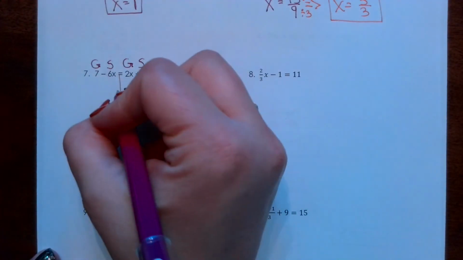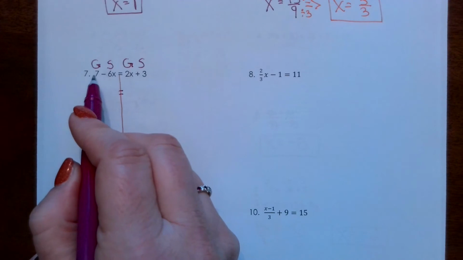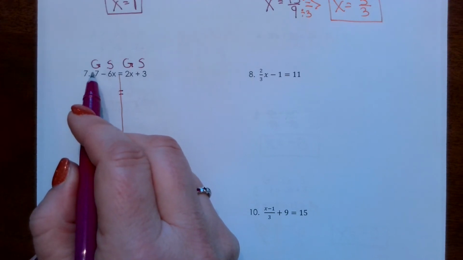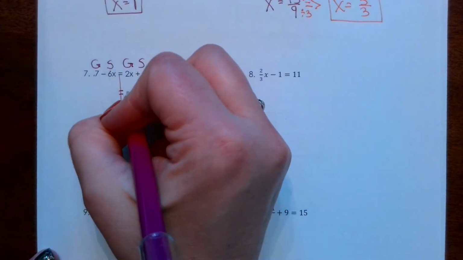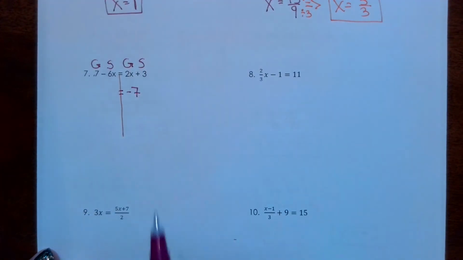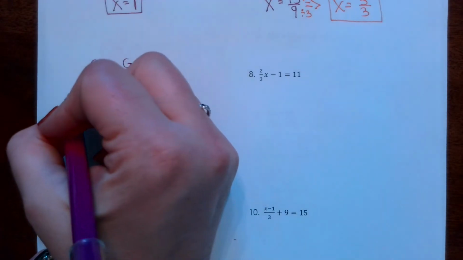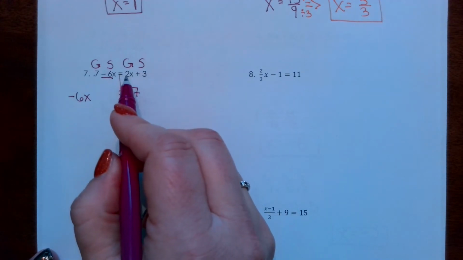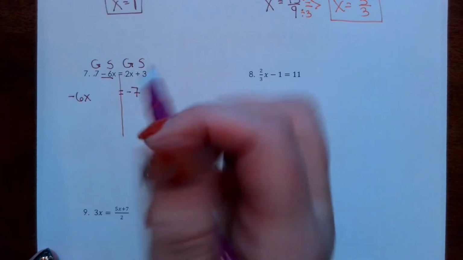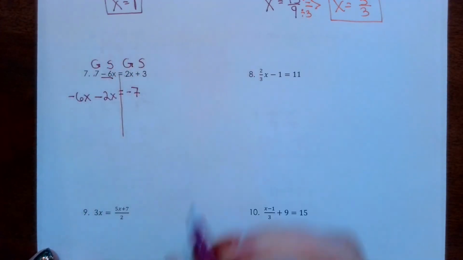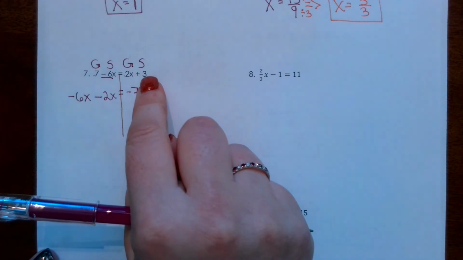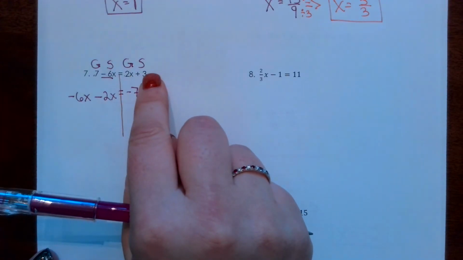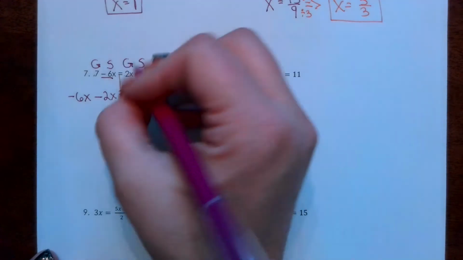When I rewrite this, put my equal sign there. This plus 7 is going, so it's going to change from a plus 7. When it goes, it changes to the opposite, negative 7. This negative 6x is staying. When it stays, the sign stays the same, so I got minus 6x. 2x is going, because it's a plus 2x and it's going to change from a plus 2 to a minus 2x. And this plus 3 is staying, so it will keep the same sign, and that is plus 3.